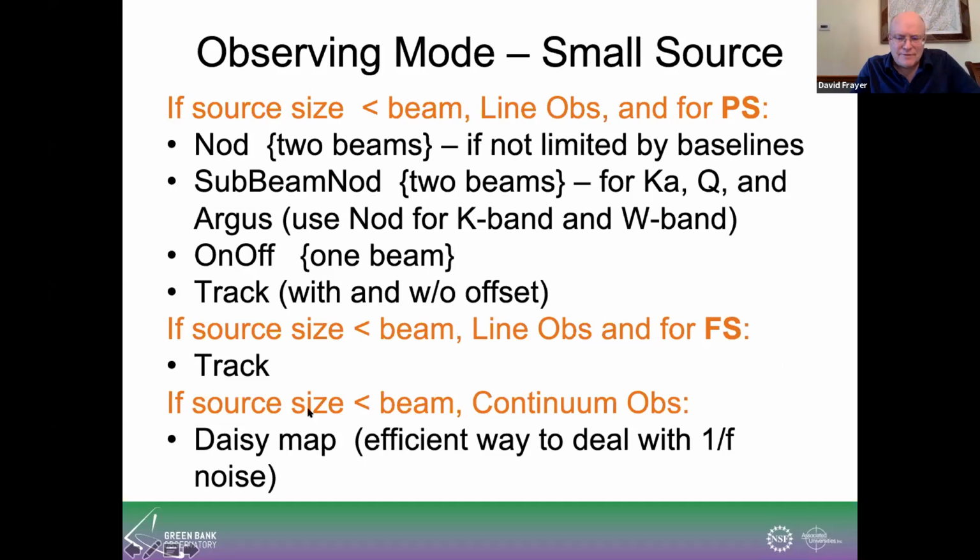If you're trying to do a continuum observation and the source is small, you can do a daisy map. Whoops, I don't have a picture of it. It's just looping around in a daisy pattern like the petals of a flower. So every time you come towards the middle, you come over the central part of the map, and then you map the outer regions as lobes as you go around the source. Anyway, this is a good way to deal with the 1/f noise for continuum observations, meaning you can cover your source many times in a short period of time.